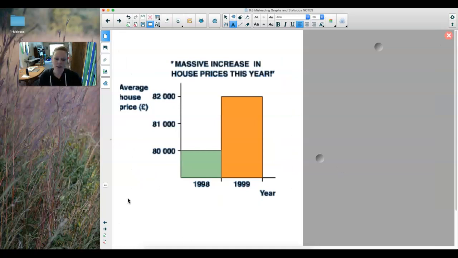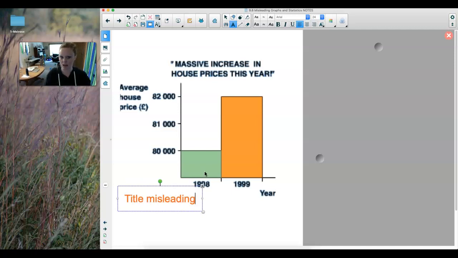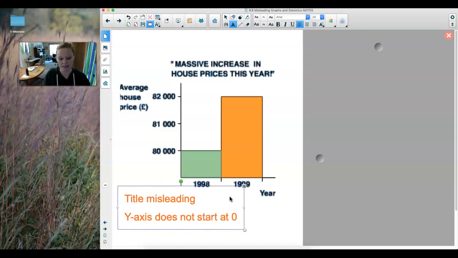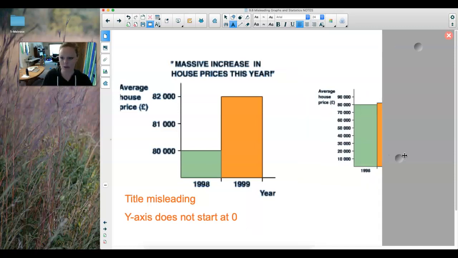Okay, here's one where the title of this graph is very misleading. The title is misleading because it says massive house price increase. The y-axis does not start at 0, okay? So it's making you believe that there was a big jump in house prices, but the reality of it is it was only a $2,000 jump, and for a house, that's not much.